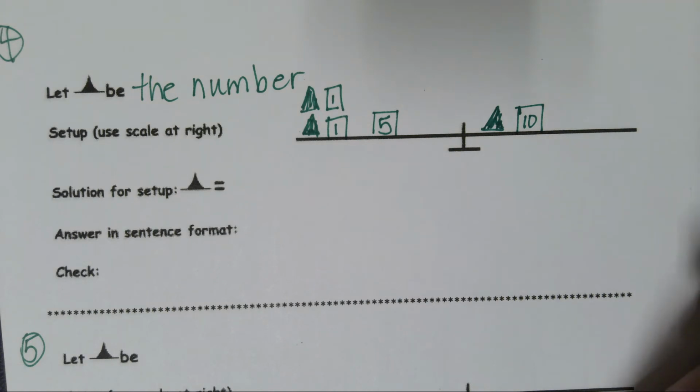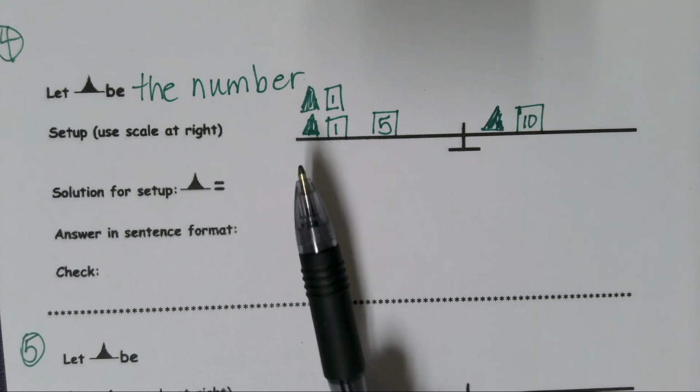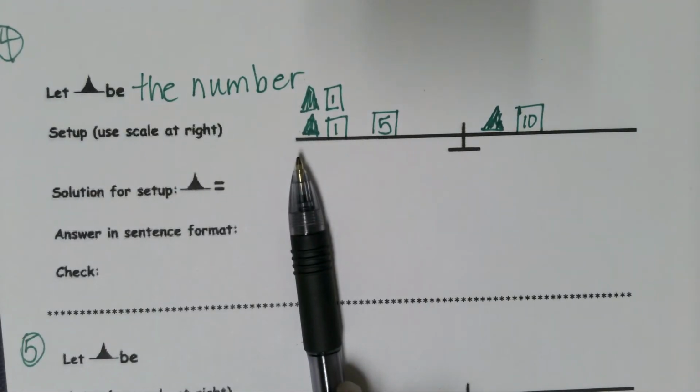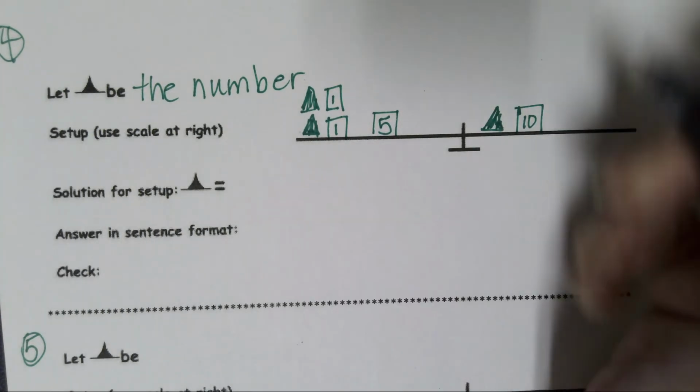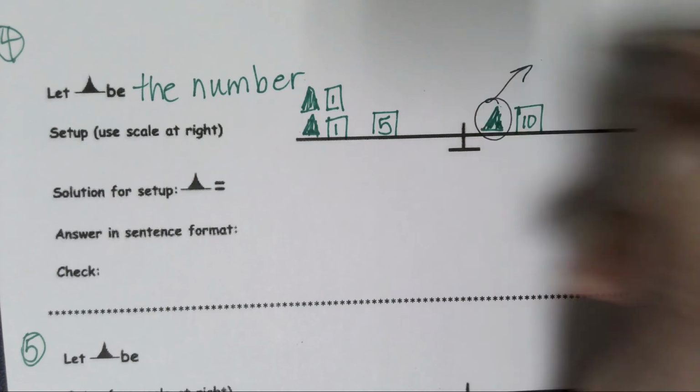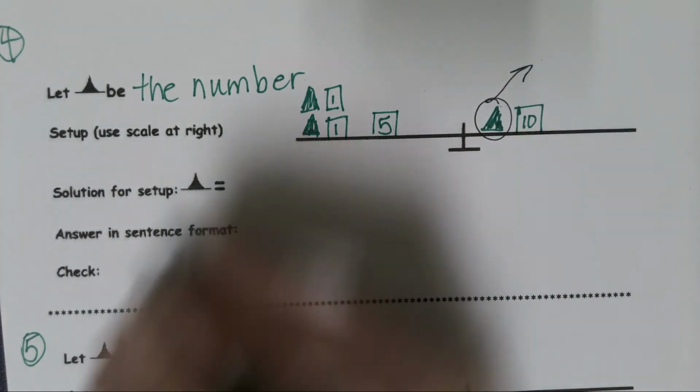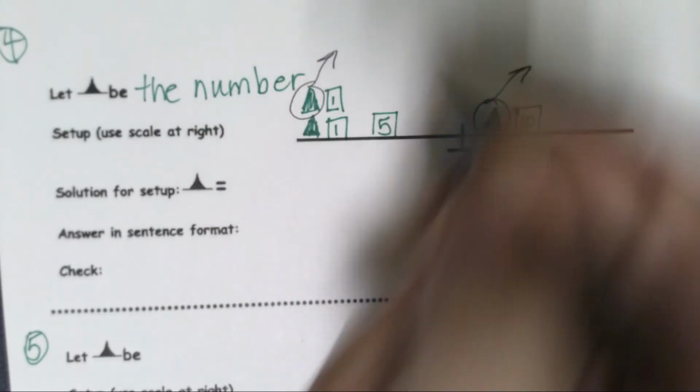I'm going to start with my pawns, and I look to see how many pawns I have on each side. On the left I have 2. On the right I have 1. I want to remove my smallest number of pawns, so that's going to be my 1. If I take 1 off on the right, I must take 1 off on the left.